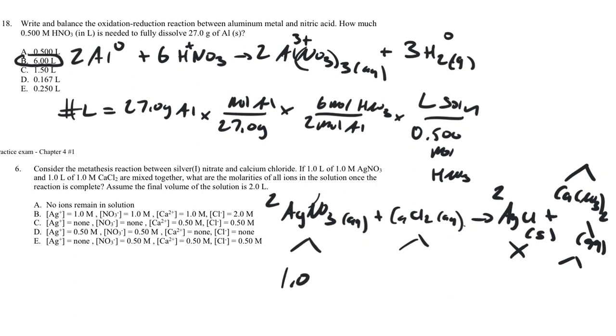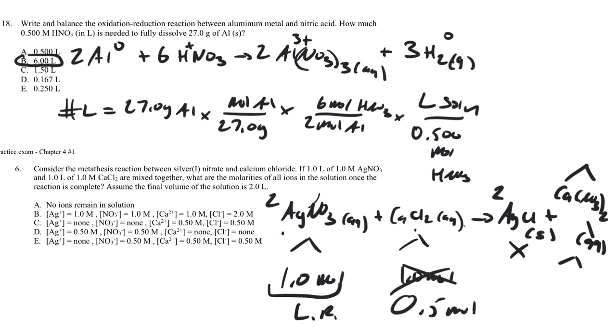Now we have 1 mole of each of these, which is what 1 liter times 1 molar gives us. And so I think we can see that if we consume all the calcium chloride, we would need 2 moles of silver nitrate, but we don't have 2 moles of silver nitrate. So the silver nitrate here becomes the limiting reactant. And so for every 2 moles of silver nitrate, we need to react half of the calcium chloride. And so half of the calcium chloride reacts, leaving the other half of it behind.